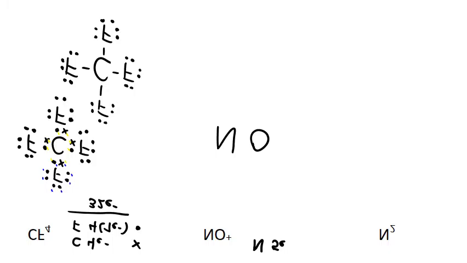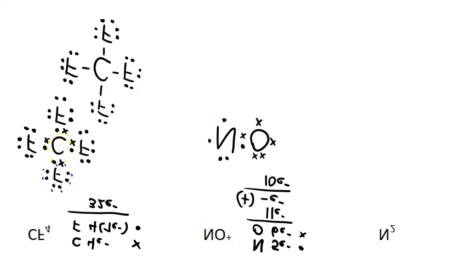And nitrogen has 5 electrons, and oxygen has 6. And when I look at that and add those together, that's 11 electrons. But that plus charge means that I lose an electron. So I'm actually going to end up with 10 total electrons on that molecule.